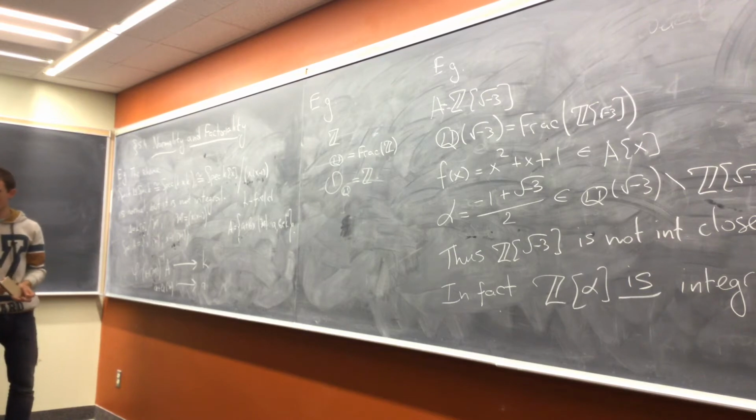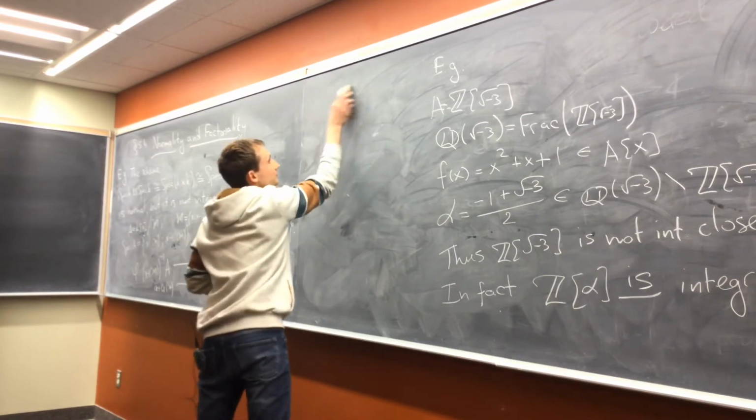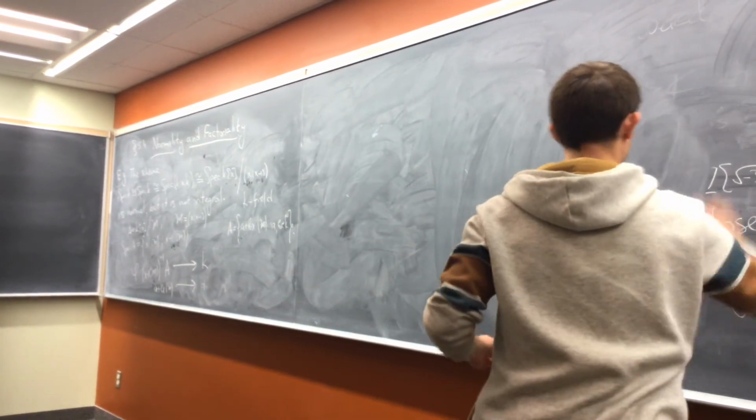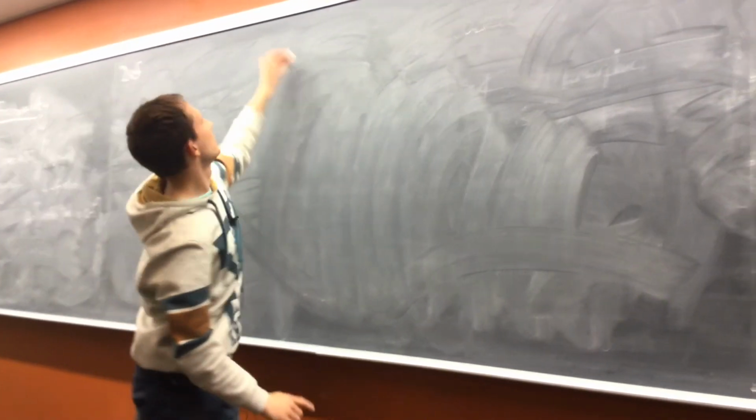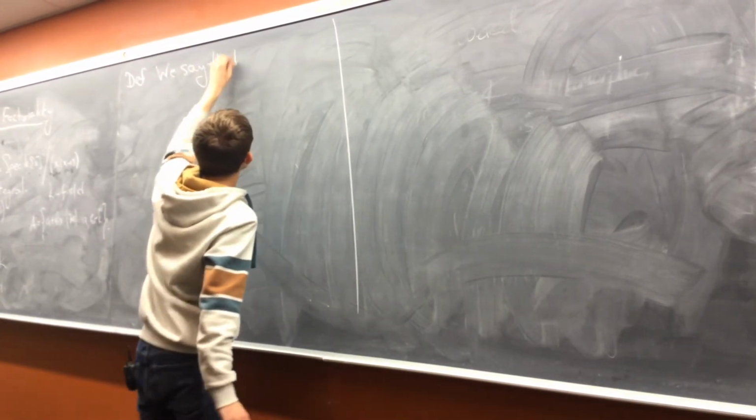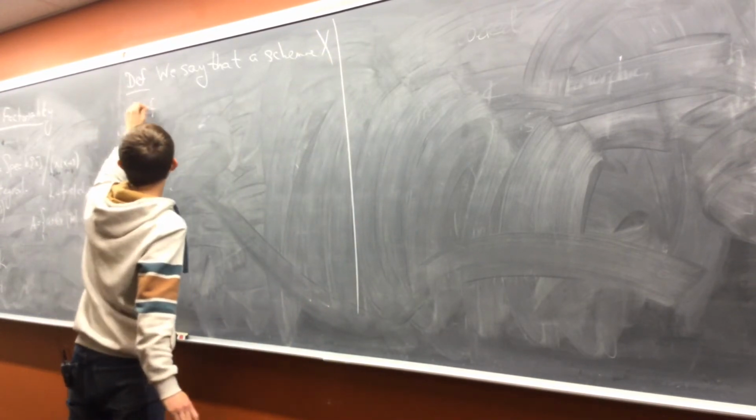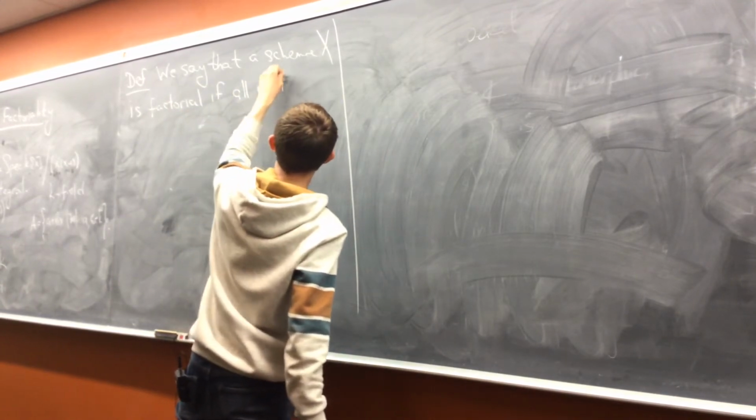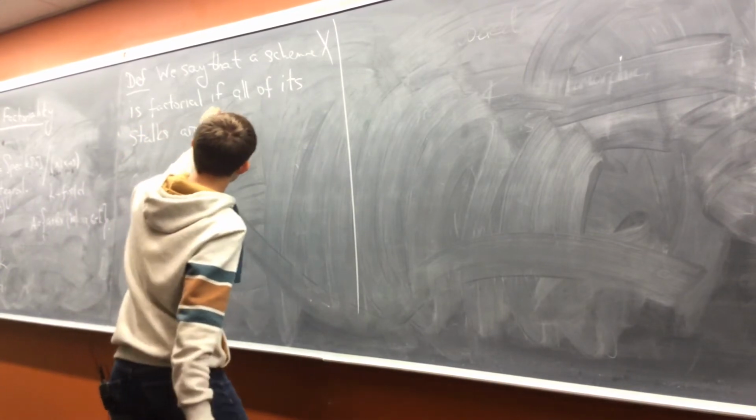Okay, so now I'm going to move to the next property, and the next property is factoriality. Okay? So definition, let me subdivide it like this. We say that a scheme X is factorial if all of its stalks are unique factorization domains.